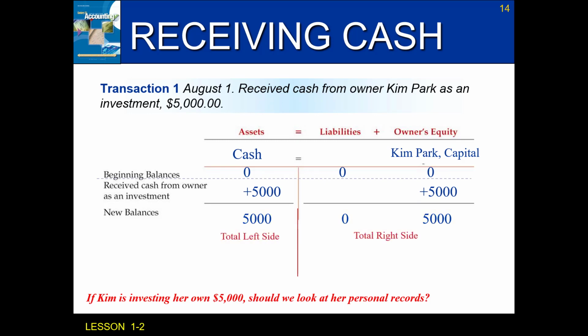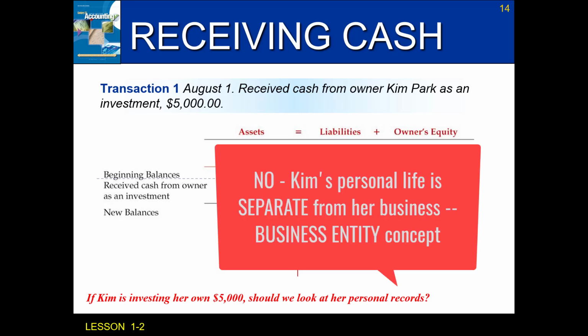Side note here on the bottom, it says if Kim is investing her own $5,000, should we look at her own personal records? The answer here is no. Kim has separate personal records from her business. That's that whole concept of business entity. So Kim's business is a completely separate entity than her personal records. We don't mix business and pleasure.